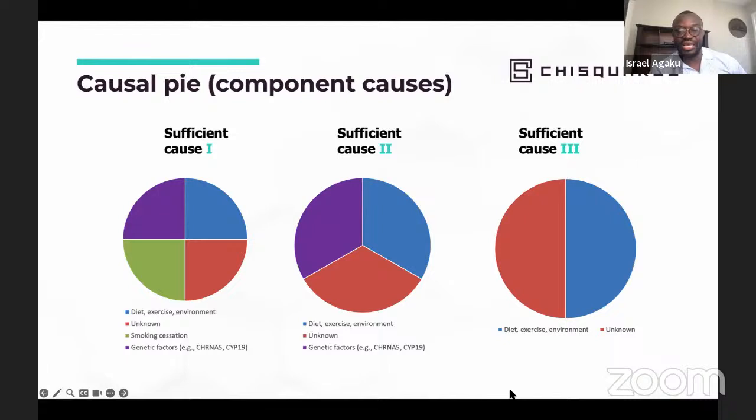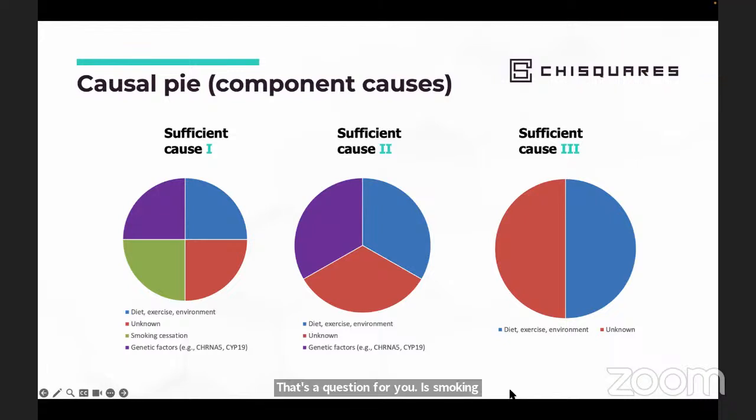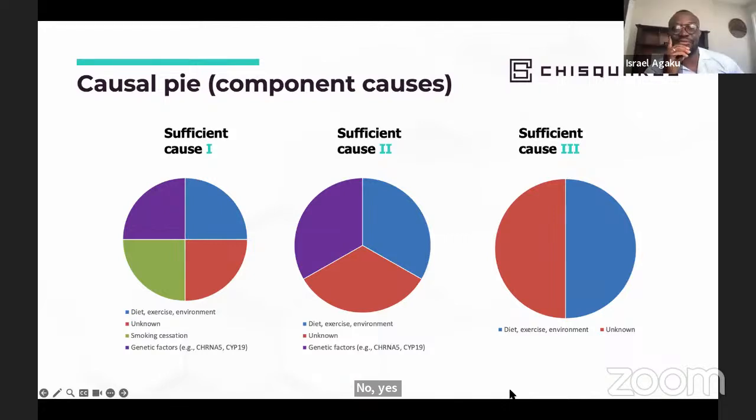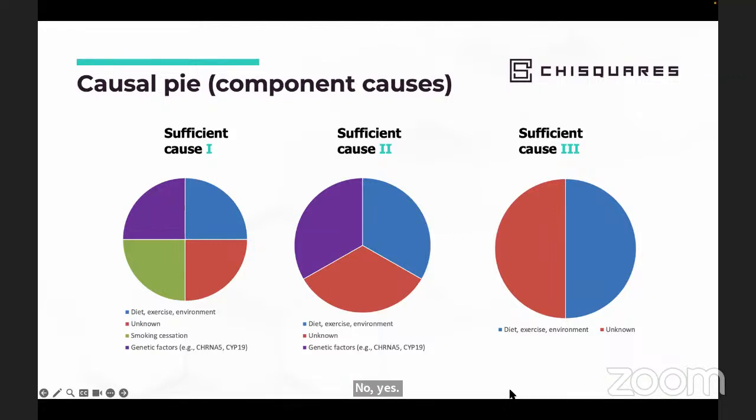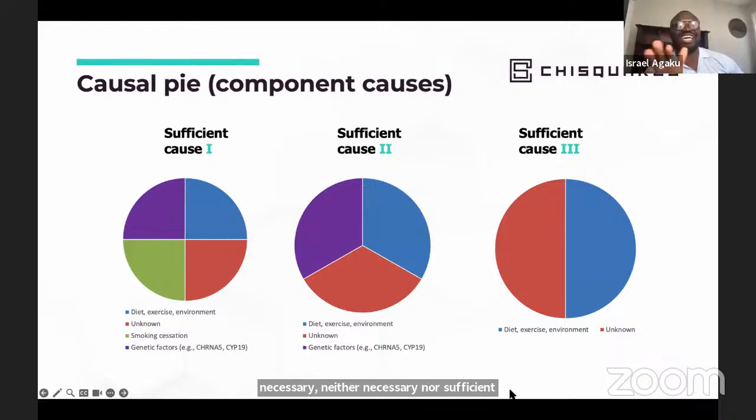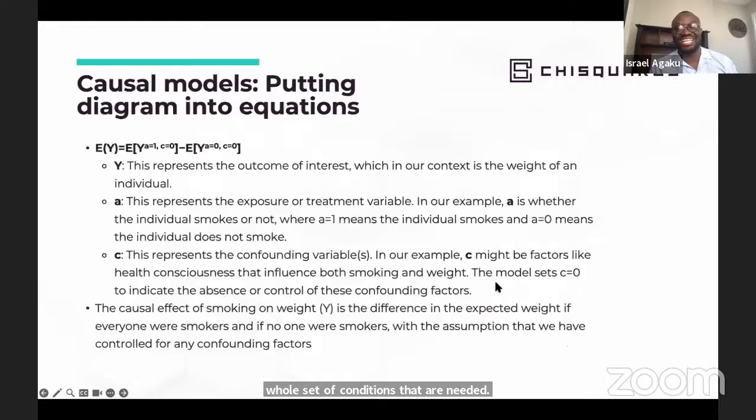That's a question for you. Is smoking cessation necessary? No. Okay. Yes. Okay, those who answered not necessary and not sufficient, sufficient but not necessary, neither necessary nor sufficient. Sorry, let me correct that quickly. There's no way you can have something that is sufficient but not necessary. Sufficient is the whole set of conditions that are needed. If it's sufficient, then that means it's necessary. I hope that is clear.